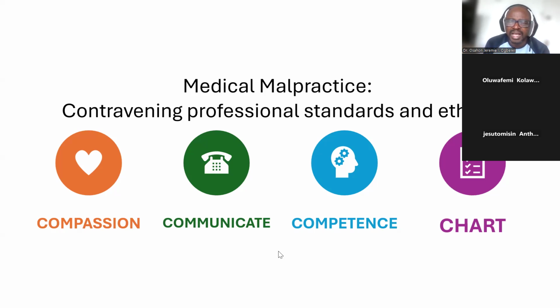4 things: the doctor needs to act with compassion. The doctor needs to communicate clearly with the patient. The doctor needs to be competent and have vital medical skills that will help the health problem of his patient. And 4, the doctor needs to chart everything he does.